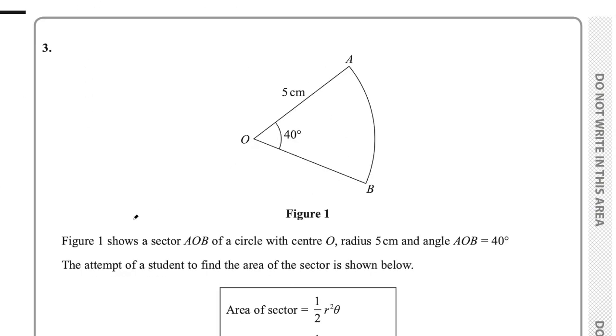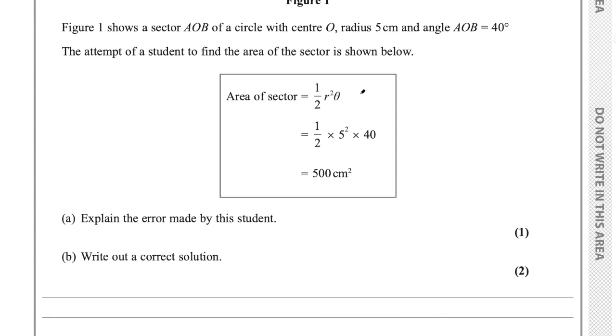Question 3 gives us a diagram and it says figure 1 shows a sector AOB of a circle with center O, radius 5 centimeters and angle AOB equals 40 degrees. The attempt of a student to find the area of the sector is shown below. We have area of the sector equals half r squared theta. That seems okay with me. Then they've plugged in those numbers, except this formula is for radians and they've plugged in degrees.